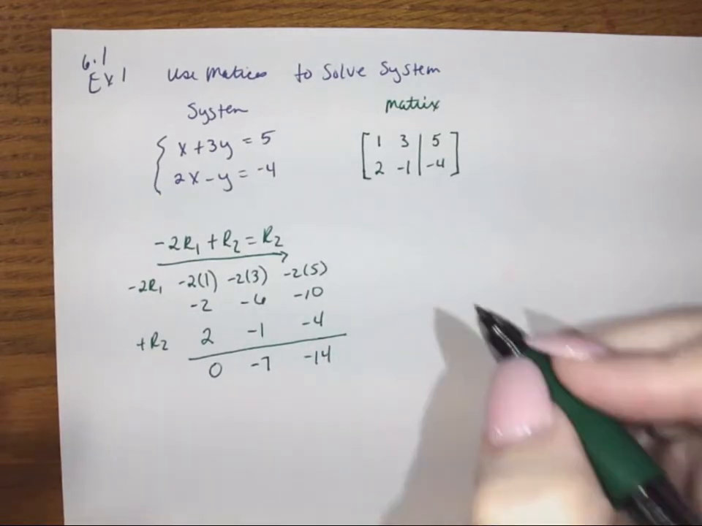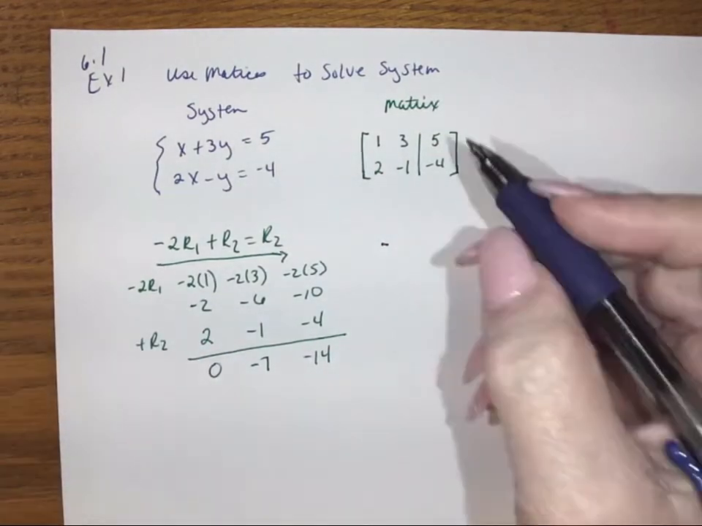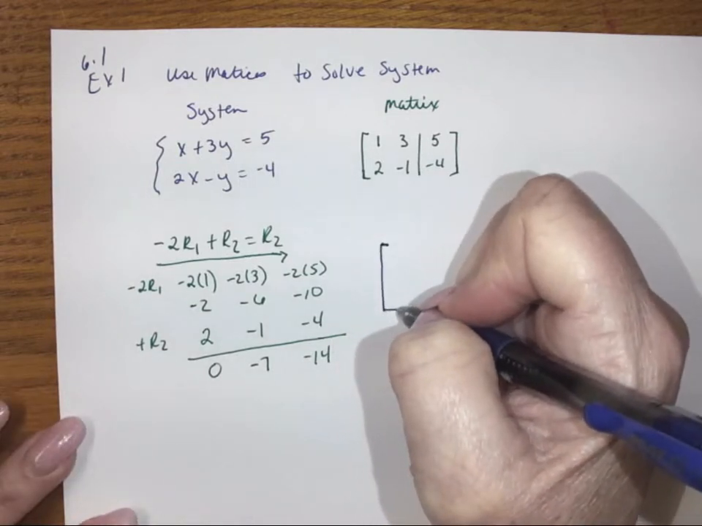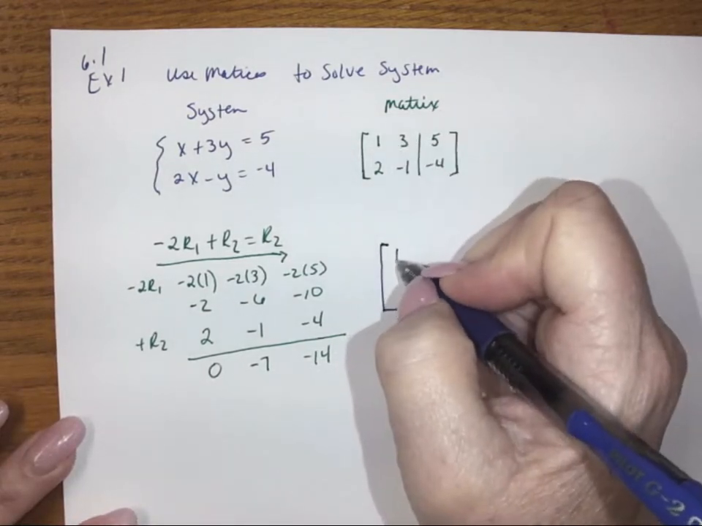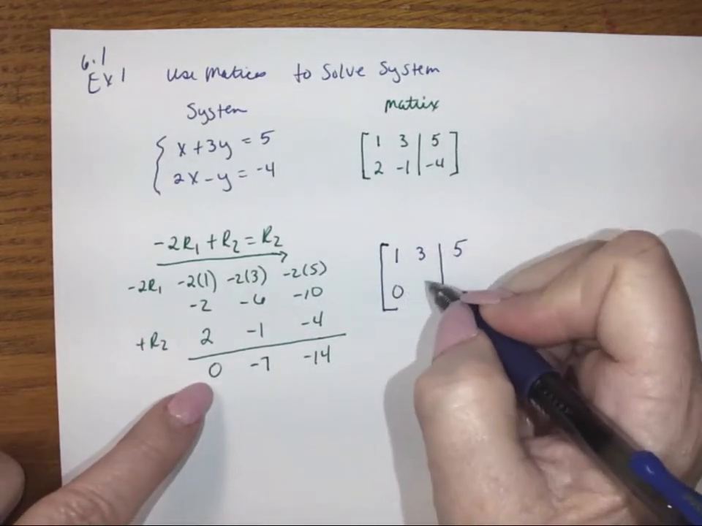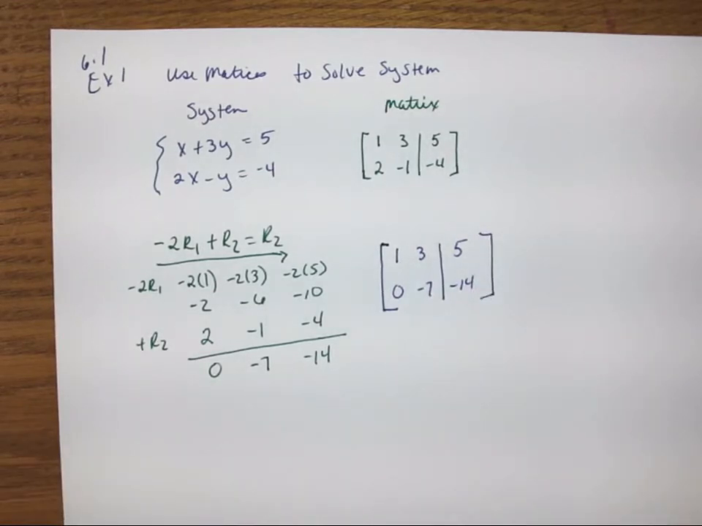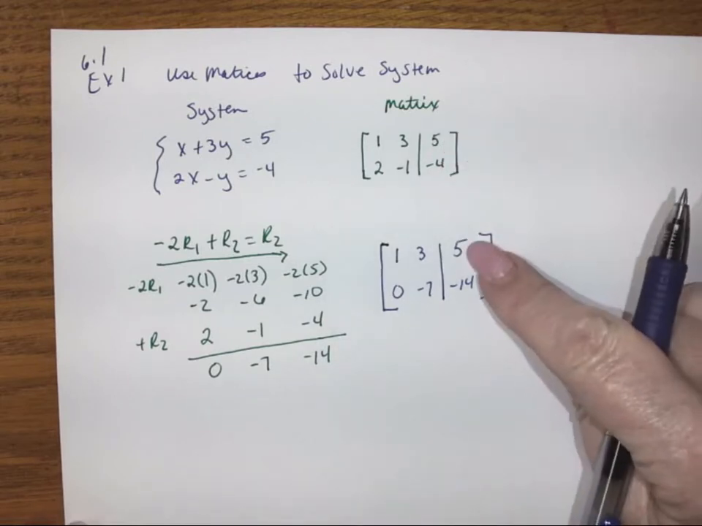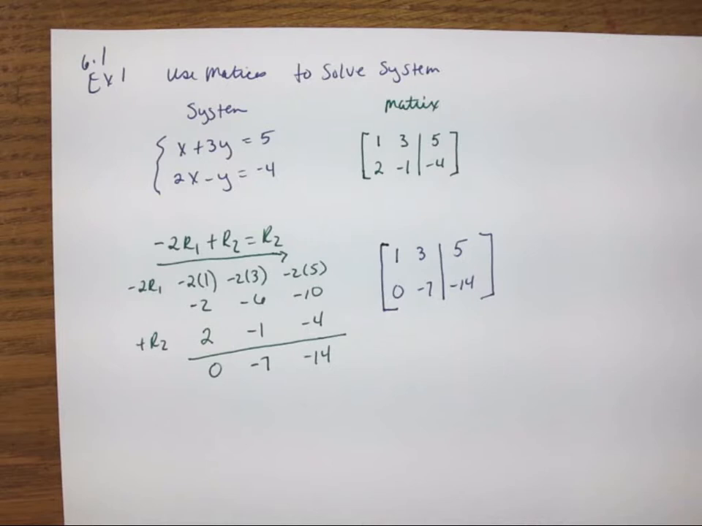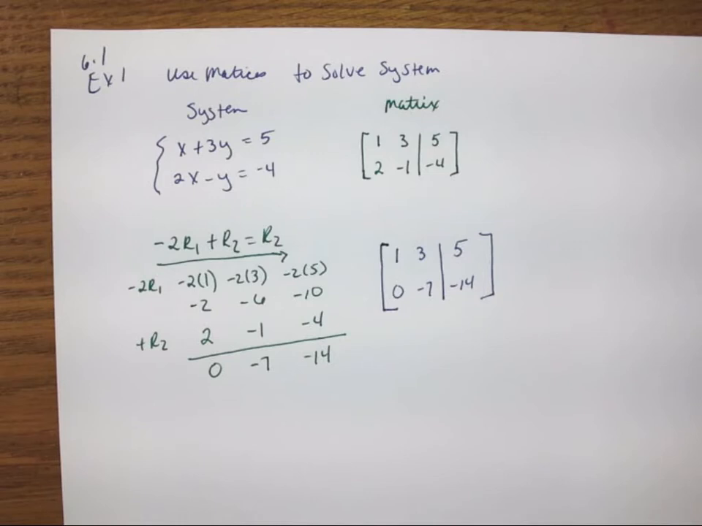So let's rewrite our matrix. We used the first row, but we didn't change it. So it's still 1, 3, and 5. But now we have 0, negative 7, and negative 14. So this row stays the same. The only thing that changes is our new row 2. So now what we need to do is get row 2 to have a 1 right here. So how can we get negative 7 to be a 1?